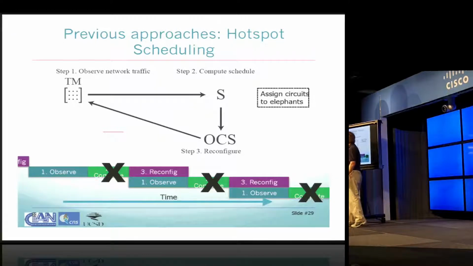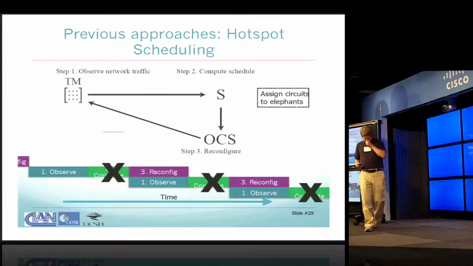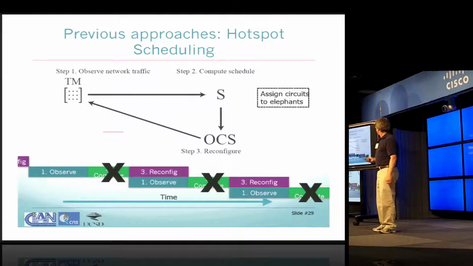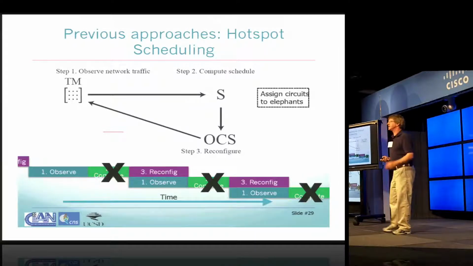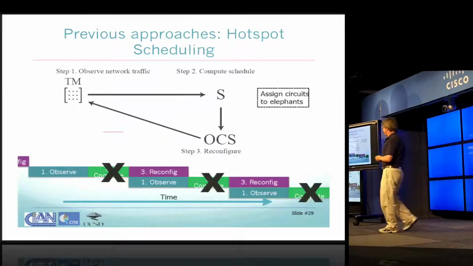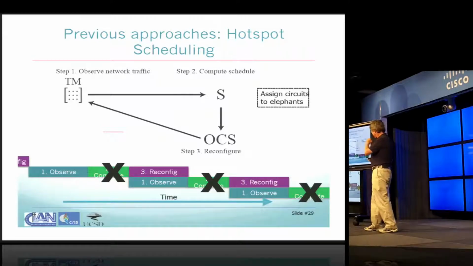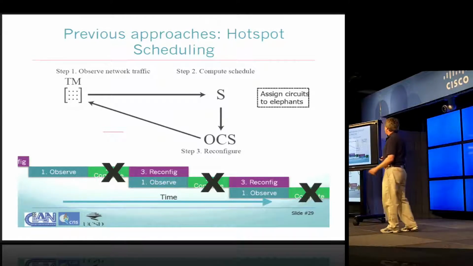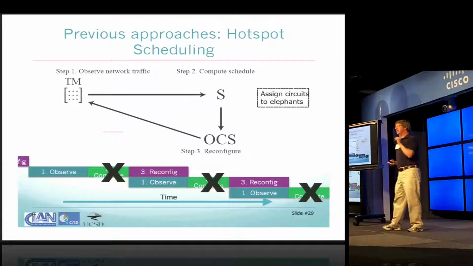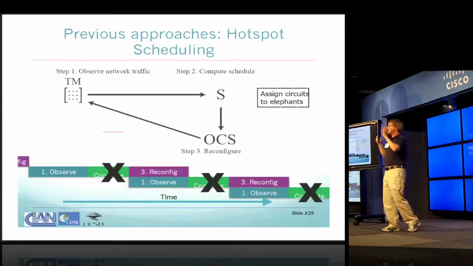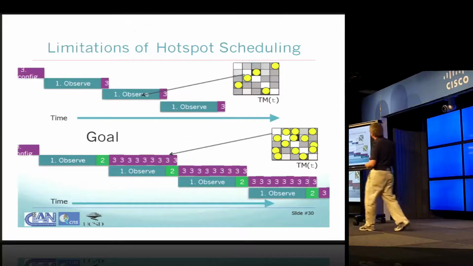So the steps are you have to figure out what's going on in your network. You have to calculate a schedule based off of what you're doing, and then you have to actually reconfigure the switch. And the problem is that in our previous realization of this, which was published about 3 or 4 years ago now, called Helios, we only set one partial schedule based off of that. So that's called hotspot scheduling.